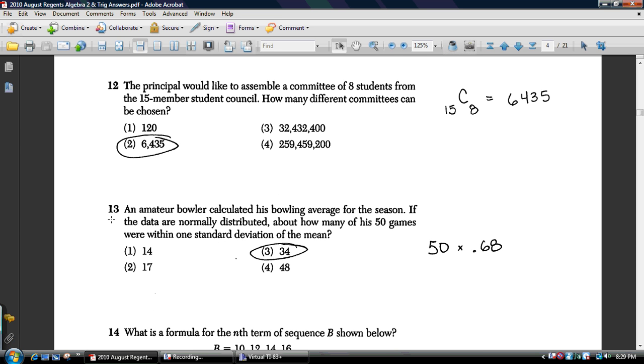Let's see. 13, an amateur bowler calculated his average for the season. If the data are normally distributed, about how many of his 50 games were within one standard deviation of the mean? Well, this is the famous 68, 95, 99 rule. To be within one standard deviation of the mean, when all of the data is normally distributed, means that 68% of the data falls in that area. Okay, so just find 68% of 50 games. 68% of 50 is 34.